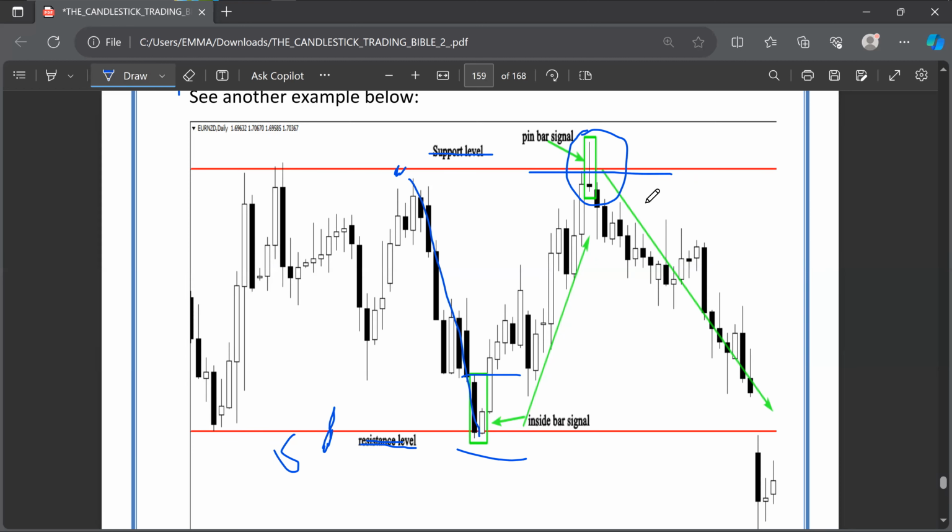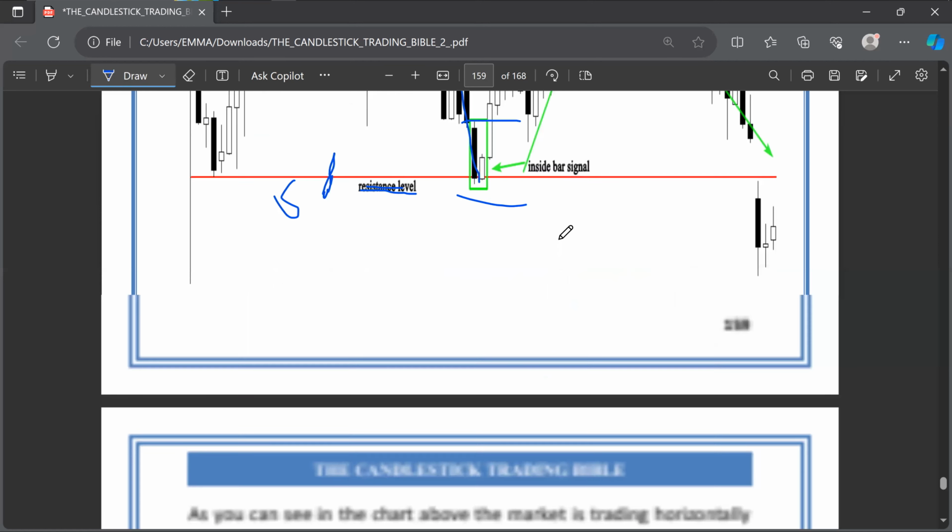In the same way, you can sell here because at this resistance level, what formed there was a pin bar, a bearish pin bar. And when you see a bearish pin bar at the resistance level, what you can do is to sell. So this is as simple as that, right?